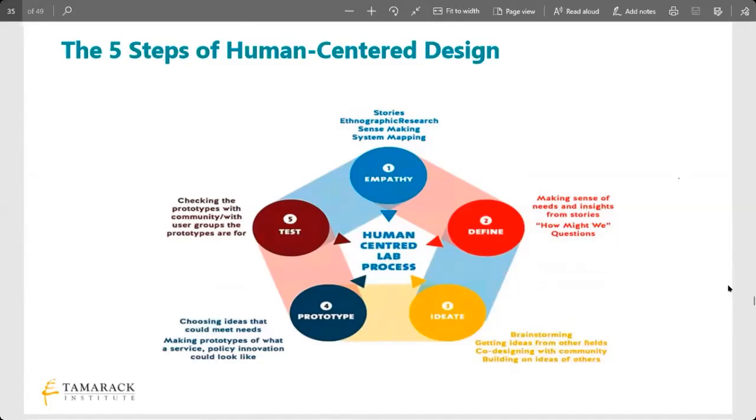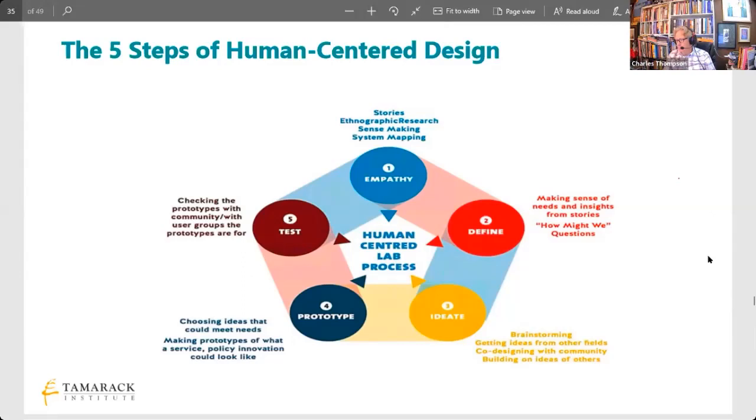Then we prototype small experiments and see what works. We take it out, we test it, we refine it. So really it's about learning by doing, having creative confidence, really expressing empathy and knowing that the solutions that we come up with have to consider the reality and wisdom of people experiencing the issue.